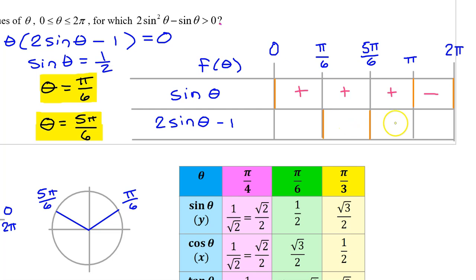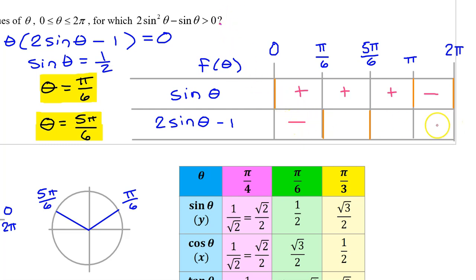So we have 3 intervals to check and not 4. Also, notice that 0 and 2 pi are not critical values of this factor. We did not highlight them. 2 sine theta minus 1 is not equal to 0 at these values. That means that we can use them as test values. So plugging in 0 right here, the sine of 0 is 0. So this is gone, leaving the negative 1. So this factor is negative in this interval.